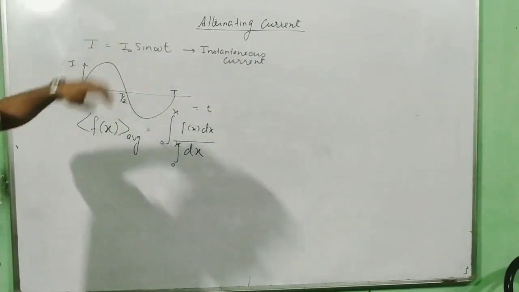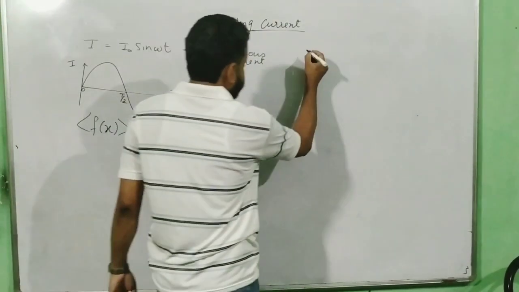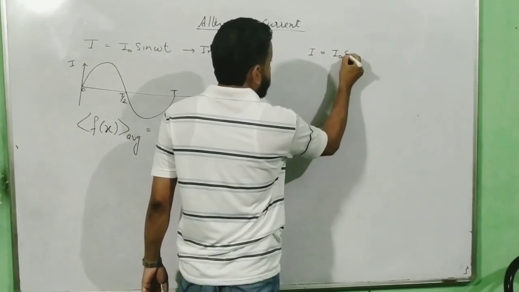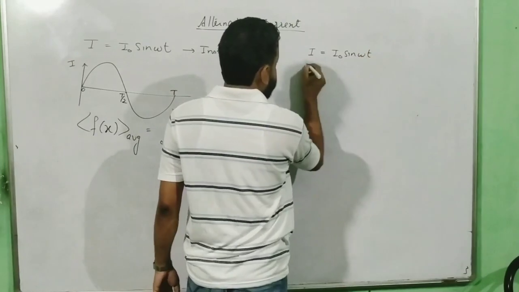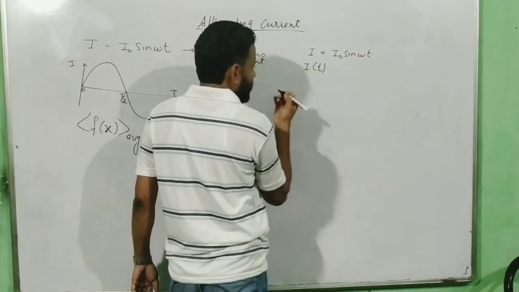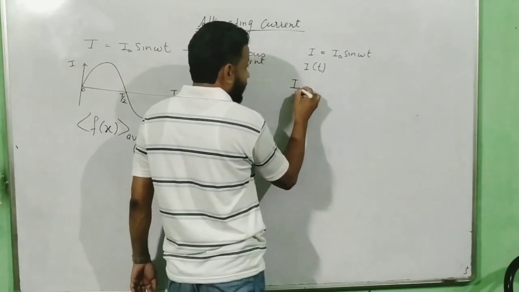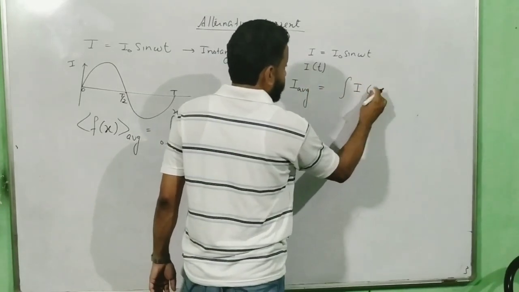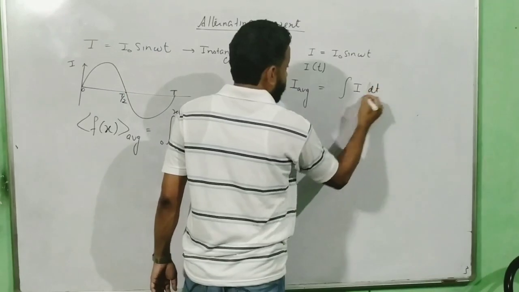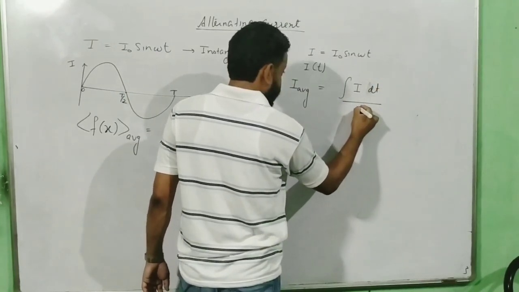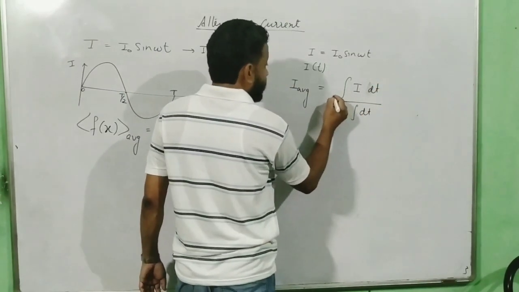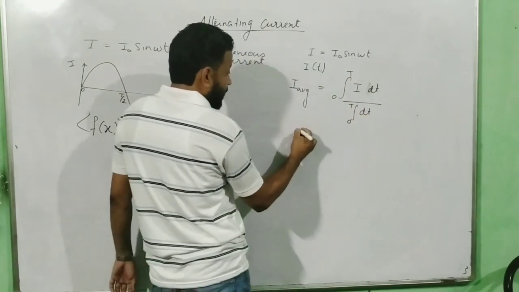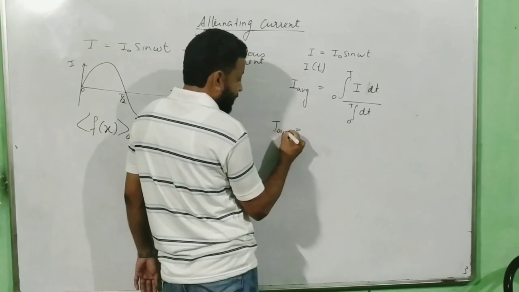I is equal to I naught sin omega t. Remember, my I is a function of time t. So in order to find the average of this, I will rely on the integral of I dt divided by the integral of dt. And let us say I want to find it for the full cycle. This is equal to I average.